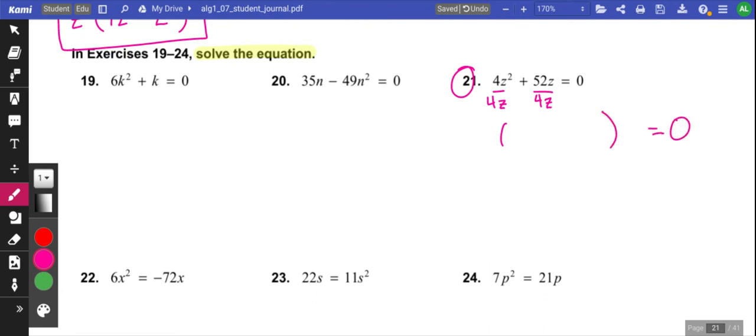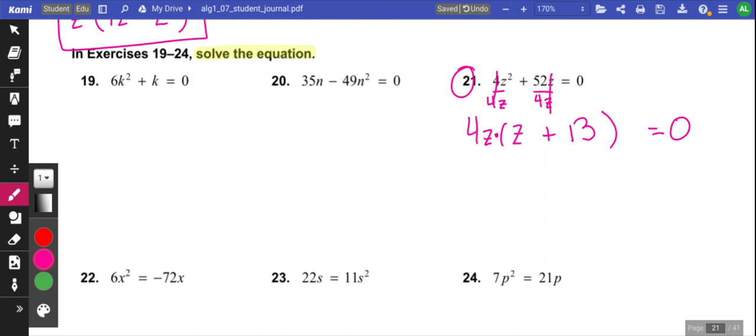Okay, I'm taking out 4z, so that goes on the outside of my parentheses. And then, okay, 4z squared divided by 4z. Well, my 4's are just going to straight up cancel out. And then z squared divided by z, I'm just left with one more z. Then that 52 divided by 4, I know that's 13 because I just plugged it in my calculator. And the z's cancel out. Okay, z divided by z just cancels. So I get this 4z times z plus 13. Those are my two factors.